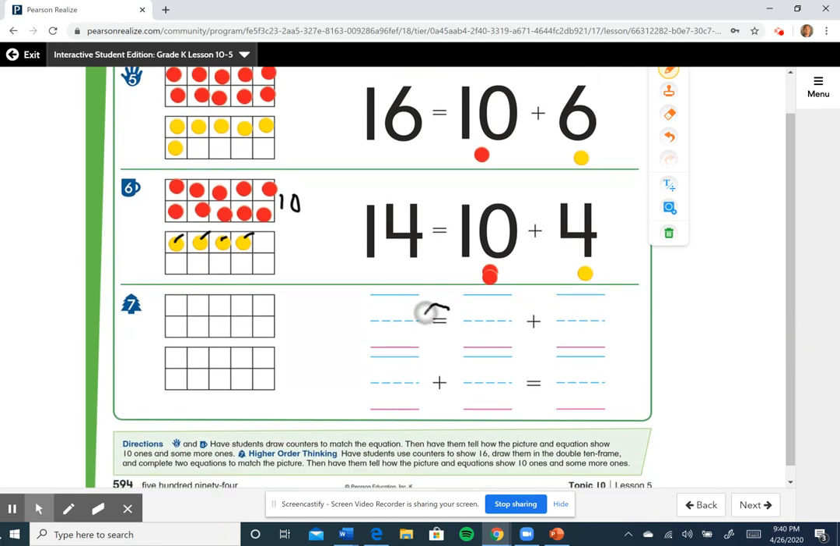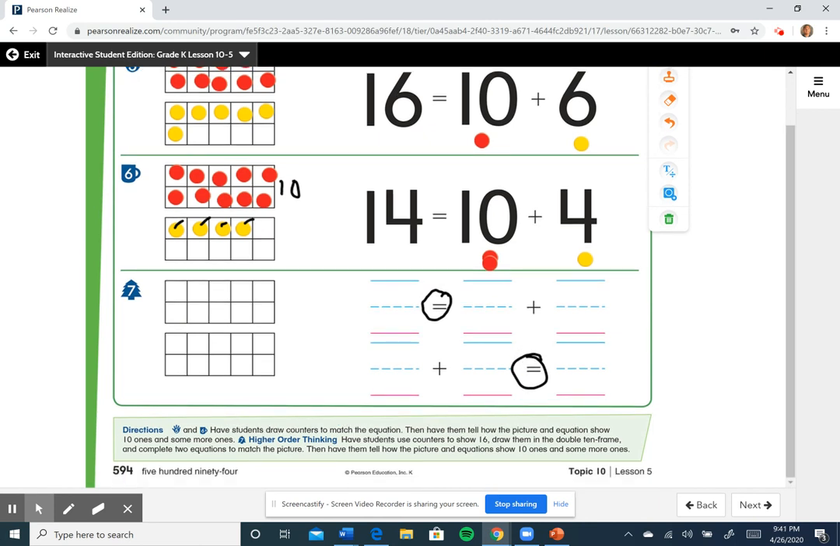Now here they're trying to trick us. Look what we have. Look where our equal signs are at. They're making sure we're paying close attention. And we need to make sure we're trying to make 16. So the 16 is going to be what it's equal to. So I know that number is before the equal sign here. Okay.